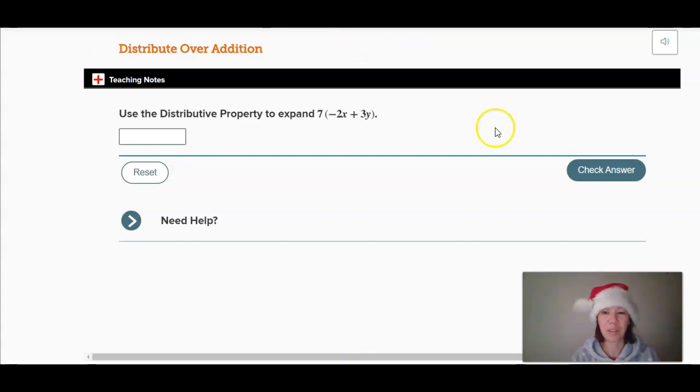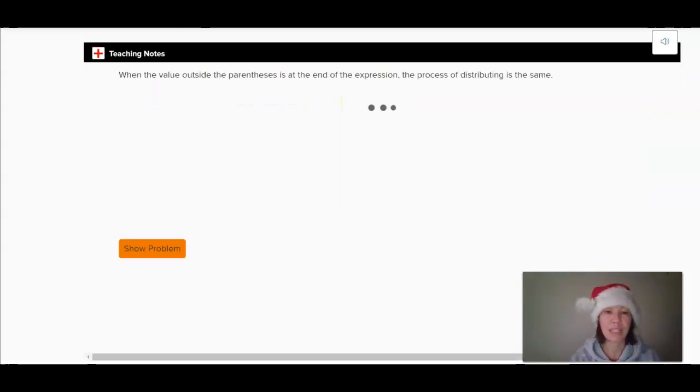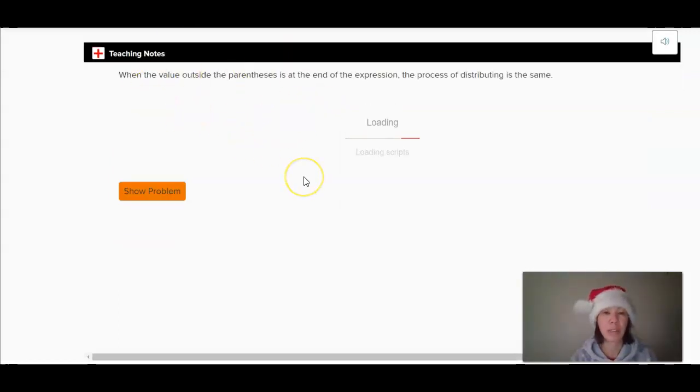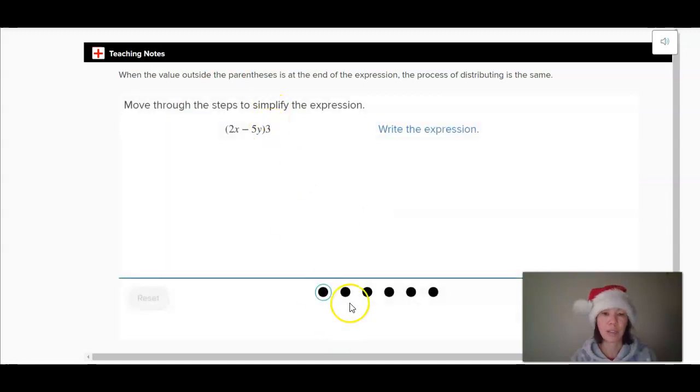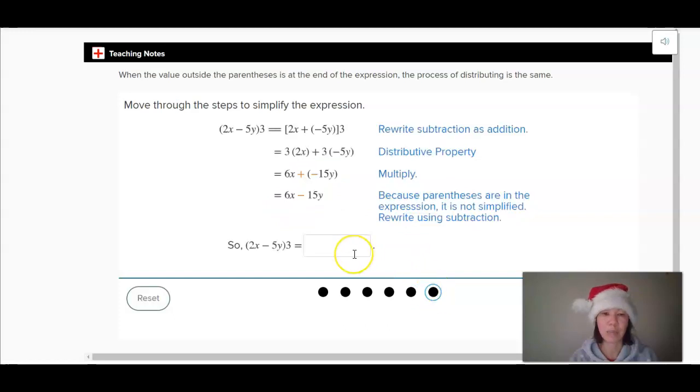And now that you've done that, you can flip to page 238 and let's look at a few other examples. Sometimes you might be subtracting, and sometimes the number might not be written in front, it might be written at the end. That's okay, we're still multiplying this expression by 3. Okay, so we're still going to multiply. If you want, you can write this as addition, and then we're still going to multiply 3 times 2x and 3 times negative 5y. Multiply those, and again, we don't want to leave parentheses in our expression, so if it's plus negative, then we're just going to rewrite that back as a subtraction problem. So again, this is 6x minus 15y for our final answer.